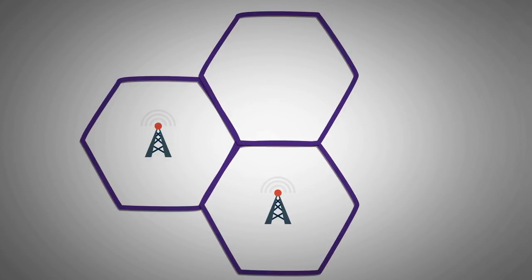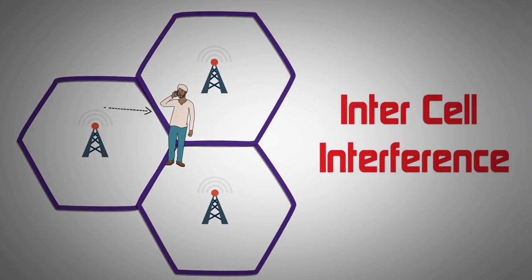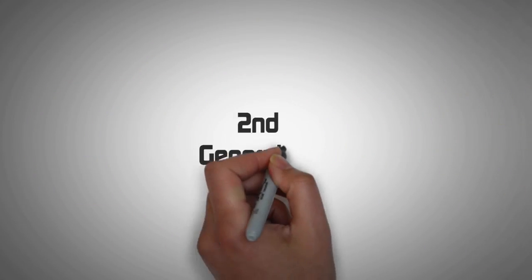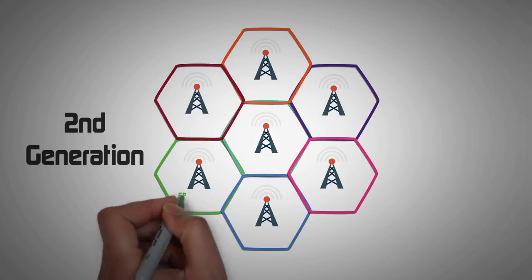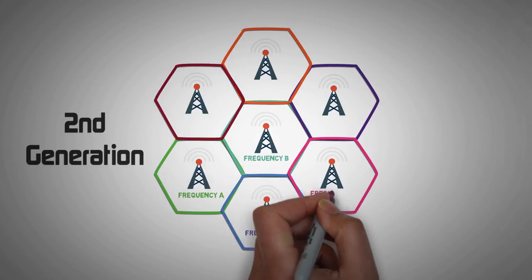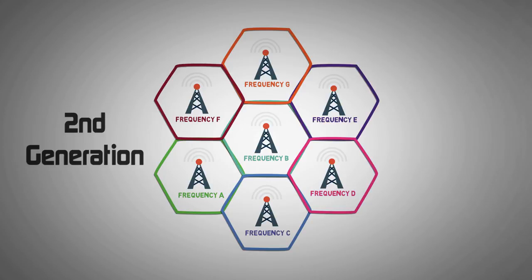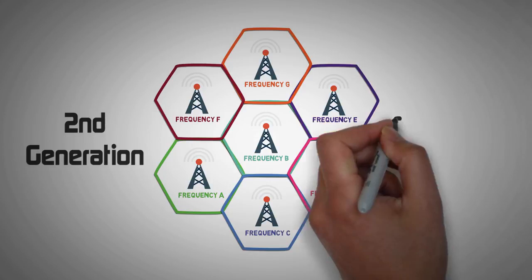In cellular communication, inter-cell interference has always been a major concern. In second-generation communication, the operators divided the allocated bandwidth, and cells in the vicinity use different frequencies to operate. The technique is popularly known as frequency reuse.